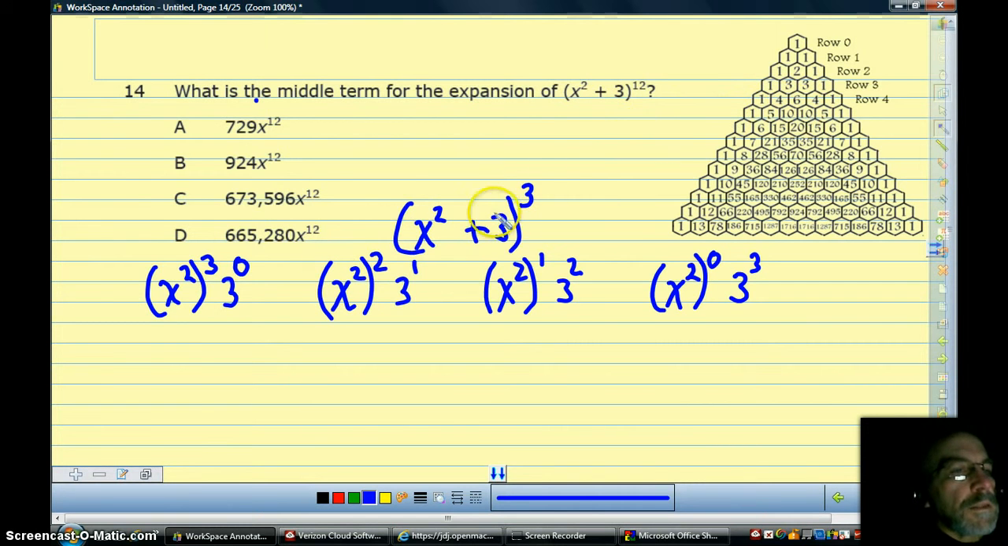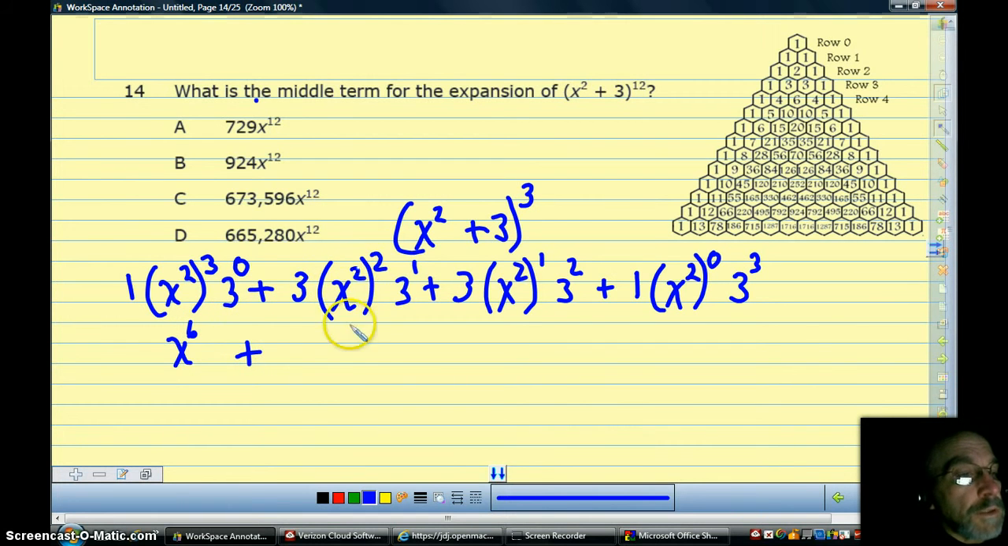Now, this is to the 3rd, which means we end up with 4 terms. And so we need to go to the line that has 4 terms and put those numbers in front of these terms. The 1, 3, 3, 1 go here, and it's going to be plus, plus, plus, and then we simplify. X squared to the 3rd is x to the 6th. The 1 we don't need. The 3 to the 0 is 1 because anything to the 0 is 1. So we don't need that either, so we're done with that term.